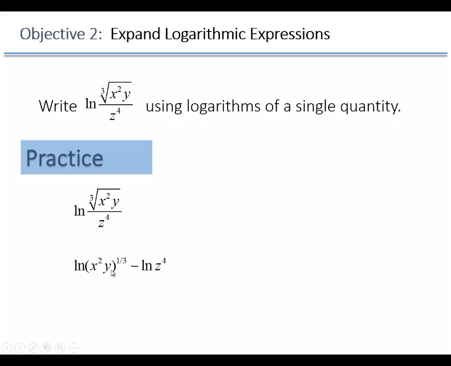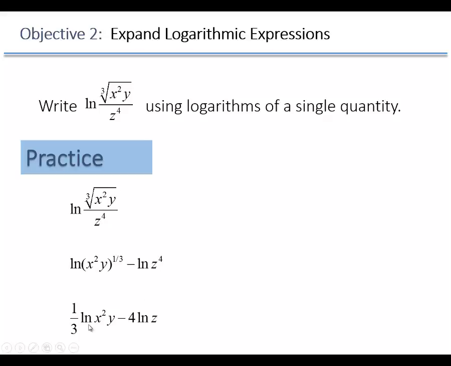We've got x squared y and z to the fourth, so let's break those down more by bringing those exponents out to the front. If we do that, the expression becomes 1/3 natural log of x squared y minus 4 natural log of z. Now, 4 natural log of z, that is a logarithm of a single value, z. But we can break down x squared y a little bit more.